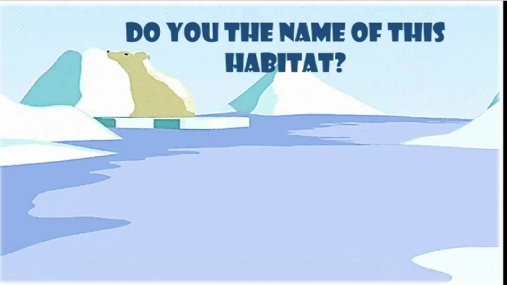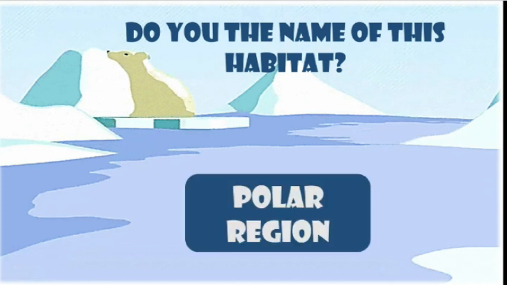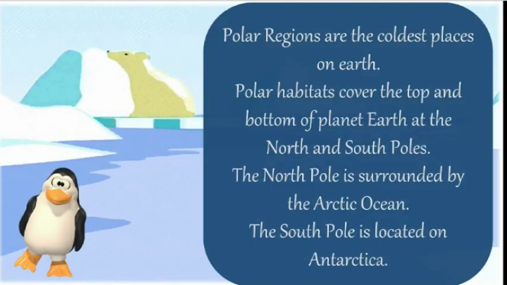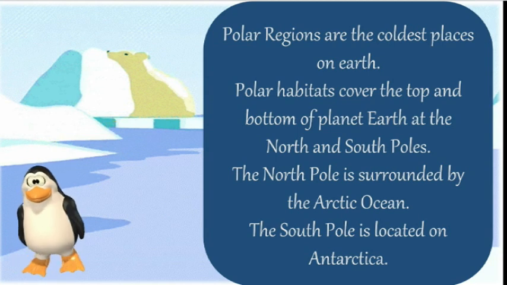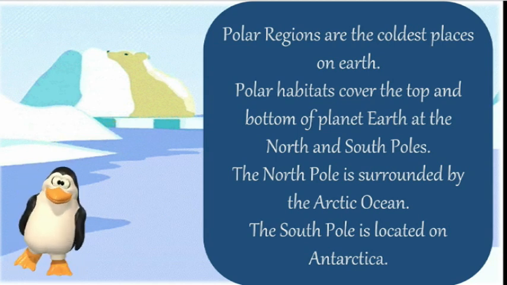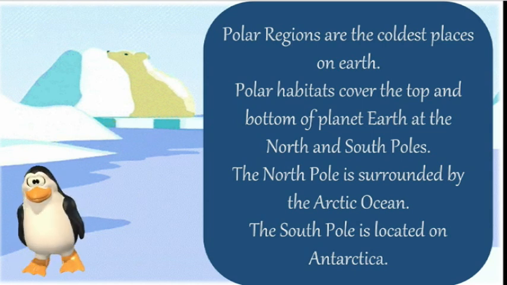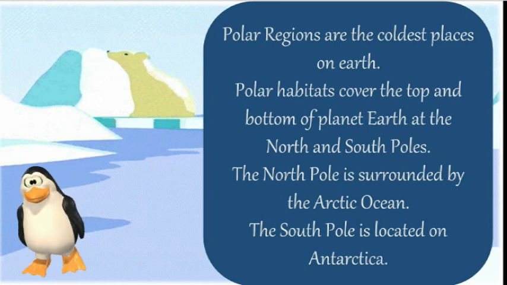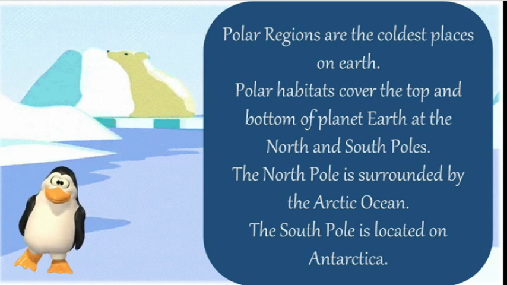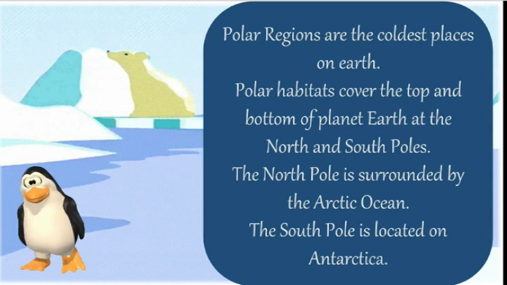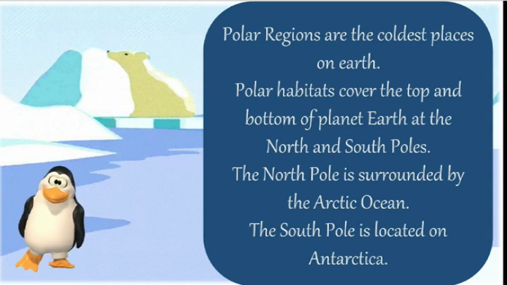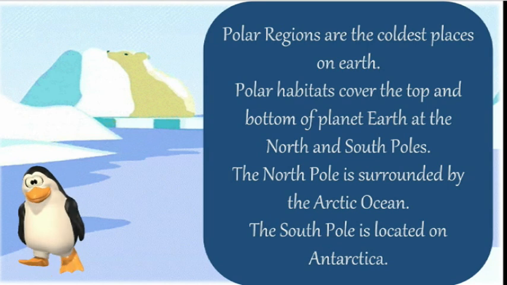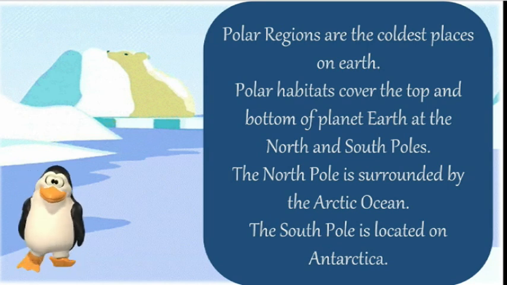Yes, this one is known as polar region, or we can say it as Iceland. Polar regions are the coldest places on earth. They cover the top and bottom of planet Earth at the north and south poles. The North Pole is surrounded by the Arctic Ocean and the South Pole is located on Antarctica.